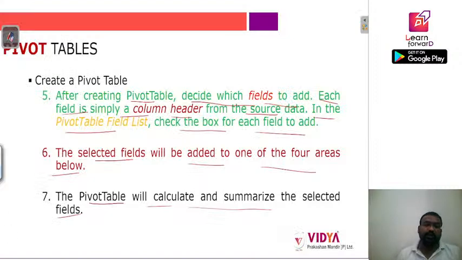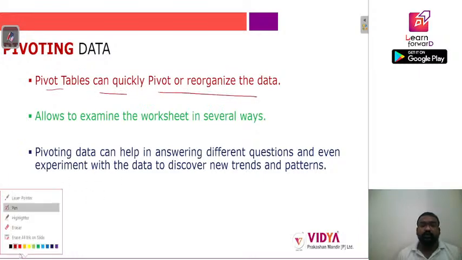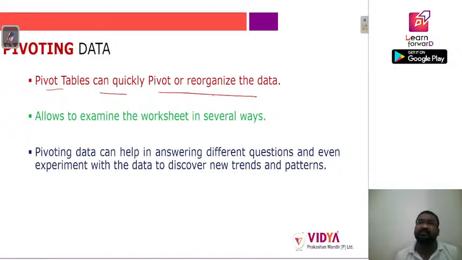Now let's see how we can manage our data, or how we can pivot our data basically. Pivot is something like you have to shuffle, so that you can easily do it. Now, a pivot table can quickly pivot or reorganize your data. So basically, if you want to shuffle, and use different columns and different rows, that can easily be done with the help of this pivot table.